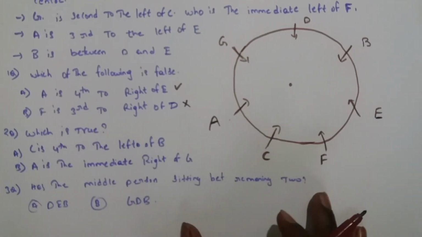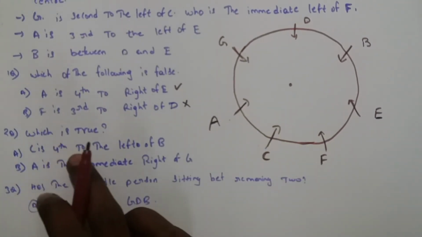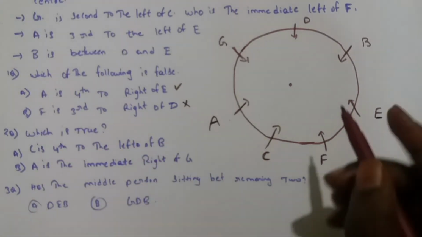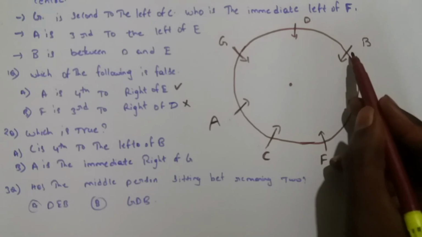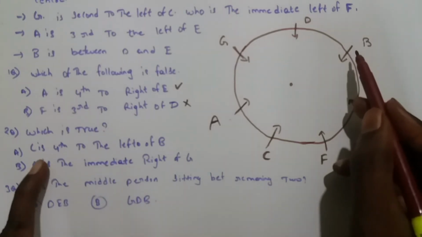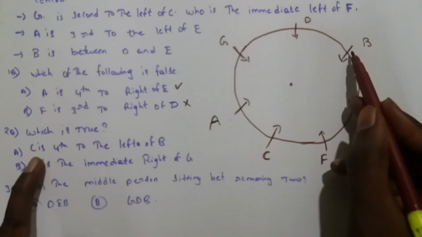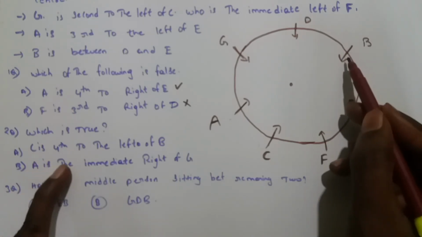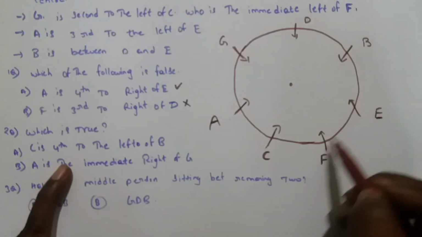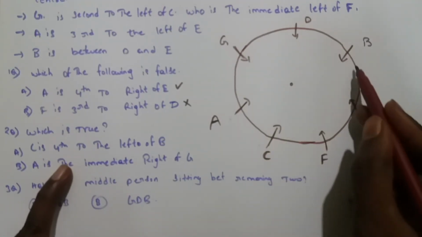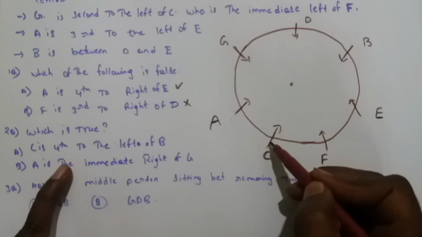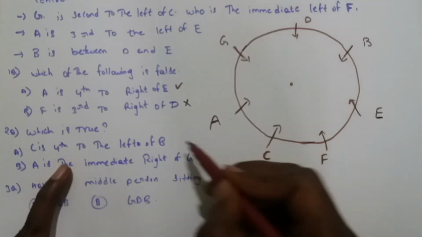Now we have to see which is the true. C is the fourth to the left of B. Where B is there? B is there. Now C is the fourth to the left of B. Left of B. Okay. C is the fourth to the left of B means right this side, left this side. 1, 2, 3. Now it is in the third position. Okay, so it doesn't satisfy.